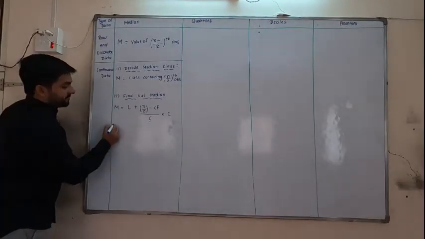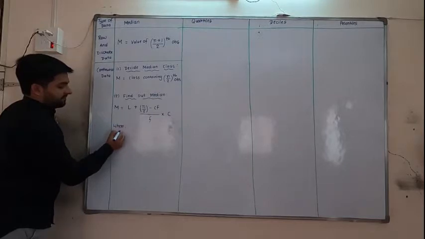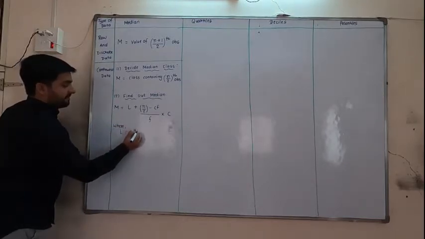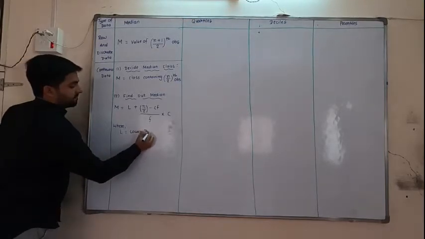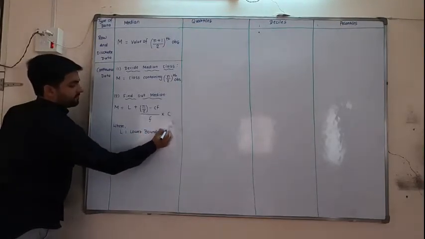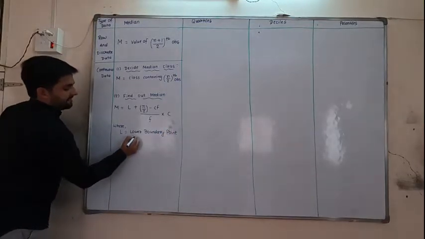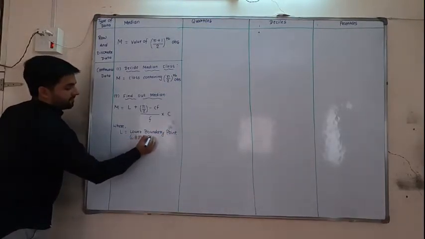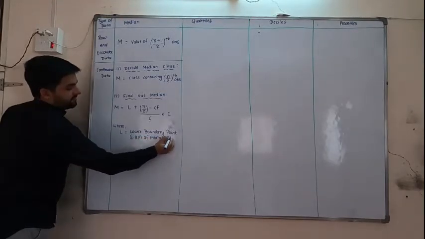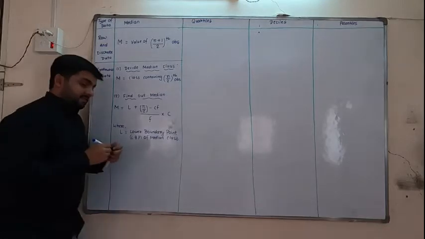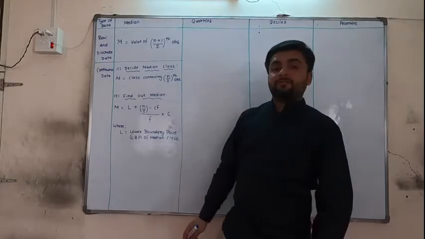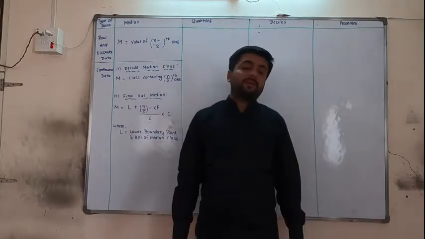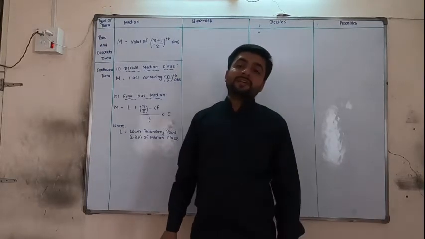Now we have to write where L is lower boundary point, that is LBP, of median class. Now friends, what is the difference between lower limit and lower boundary point? Lower boundary point are found from only exclusive class. If there are inclusive class, the lower limit, it is known as a lower limit. It cannot be said as lower boundary point.